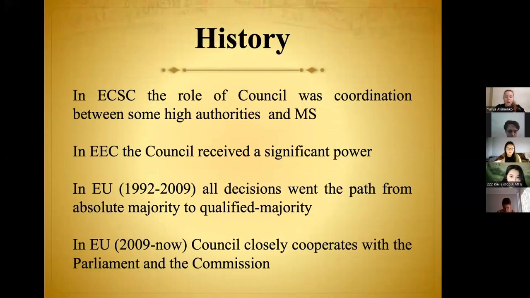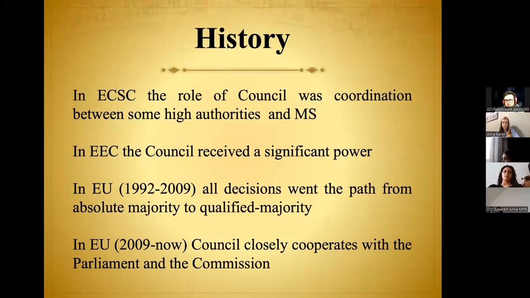So why? What was the idea? What was the necessity of creating this institution? In the European Coal and Steel Community, the role of the Council was coordination between the High Authority and member states. So first of all, we are talking about coordination and communication. We are not talking about any power that this institution really had. However, this institution had some power from the very beginning, but it was not the main idea to give power to this council.